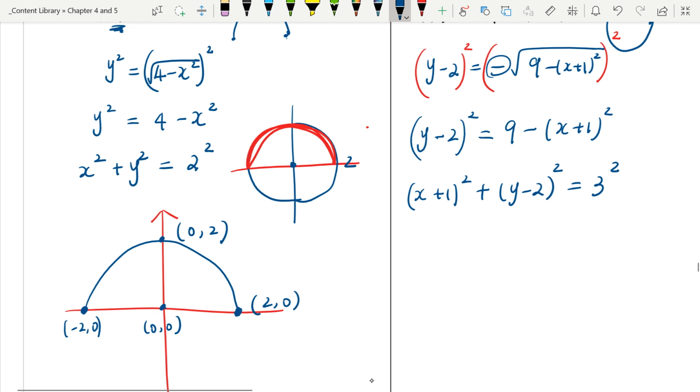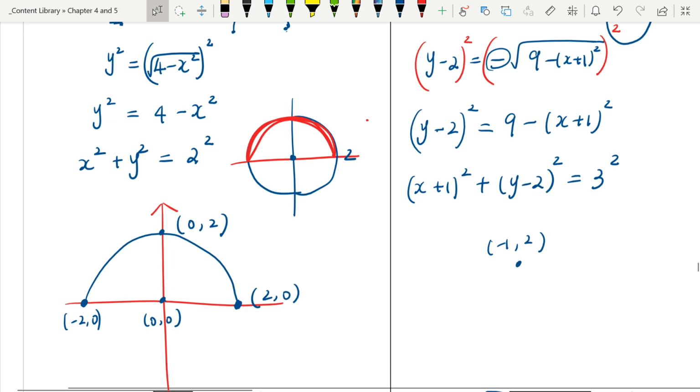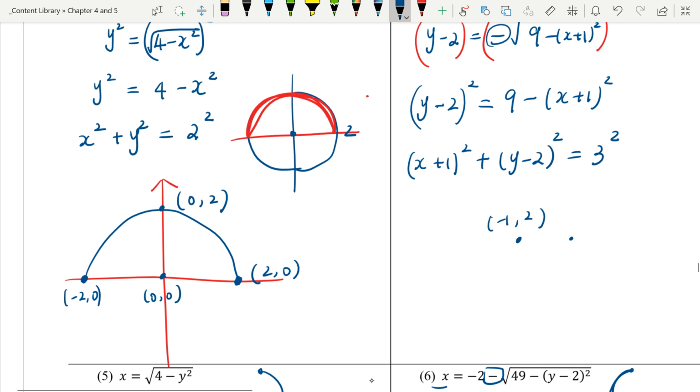Where's the center? Negative 1 and 2. And which half do we need? We need the bottom half, right? So we go 3 units here, 3 units here, and 3 units here. What I'm sketching is only the bottom half.